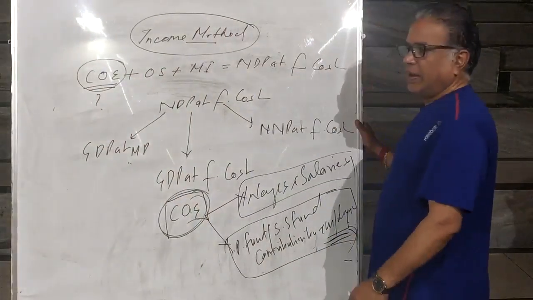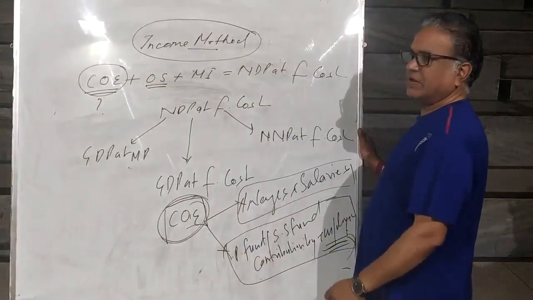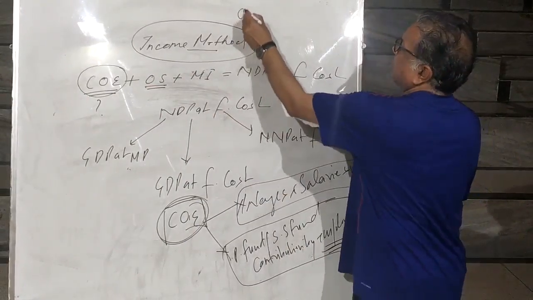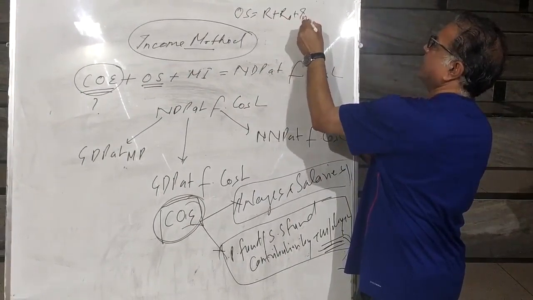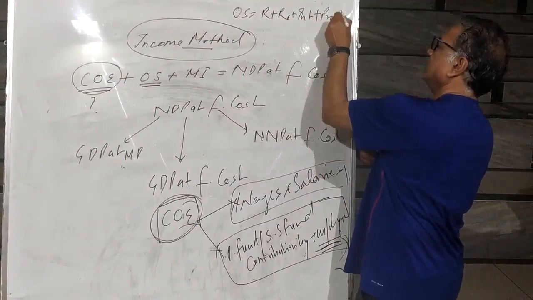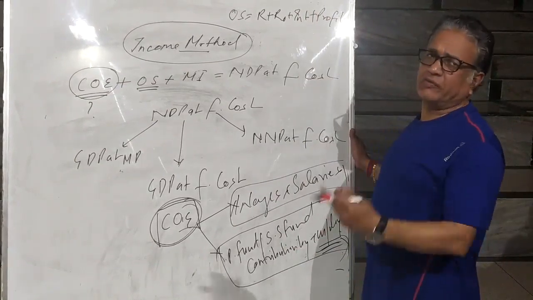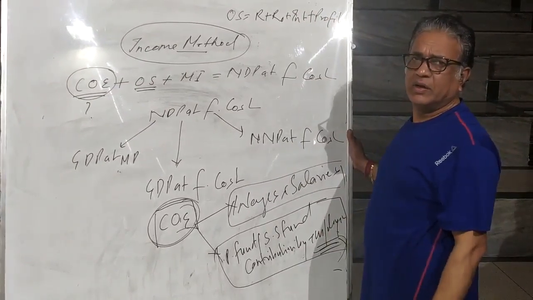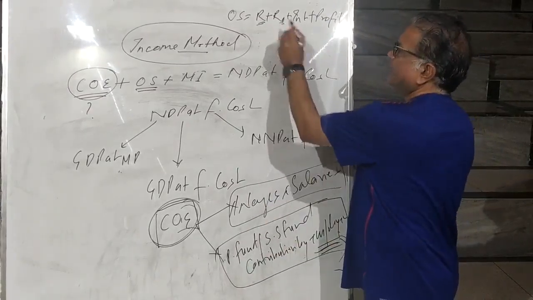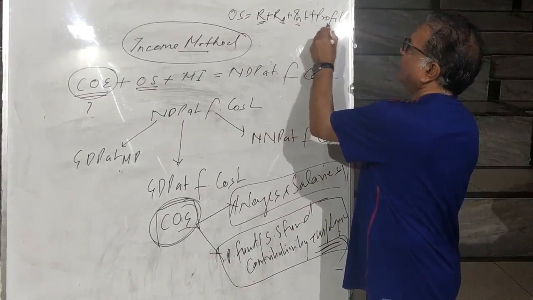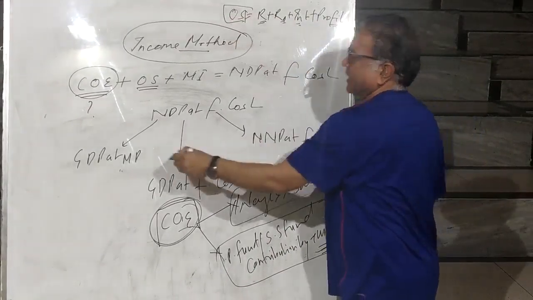Okay? After COE, then you have to work on operating surplus. What is operating surplus? Operating surplus is equal to rent plus royalty plus interest plus profit. In some questions you will find royalty is not given. If not given, forget about it. So if rent is given, take it. Royalty is given, take it. Interest is given, take it. Profit is given, take it. And add all these four and get the operating surplus and enter the value here.